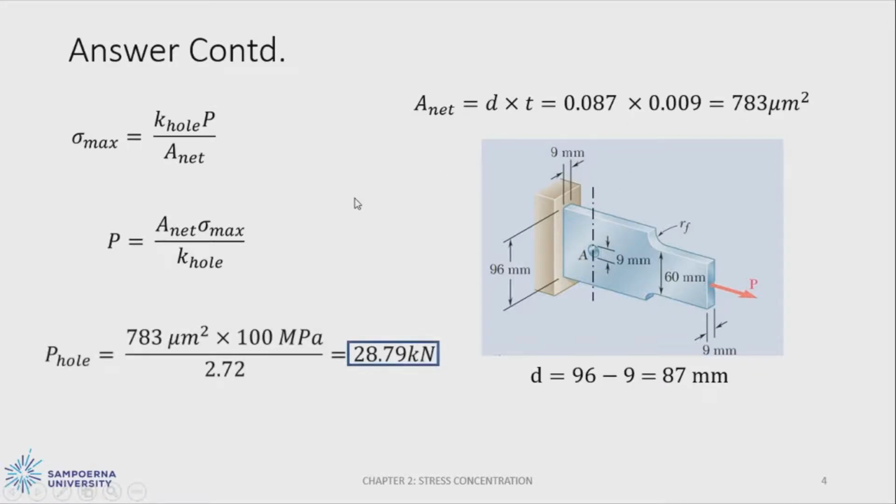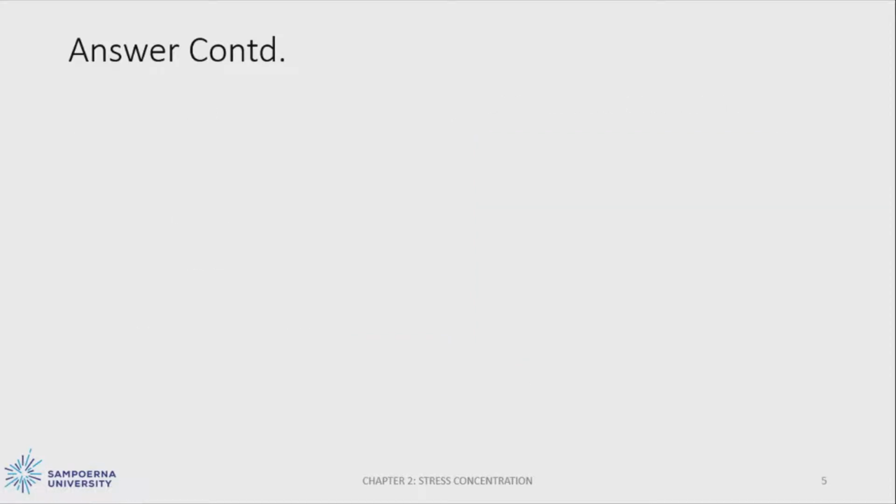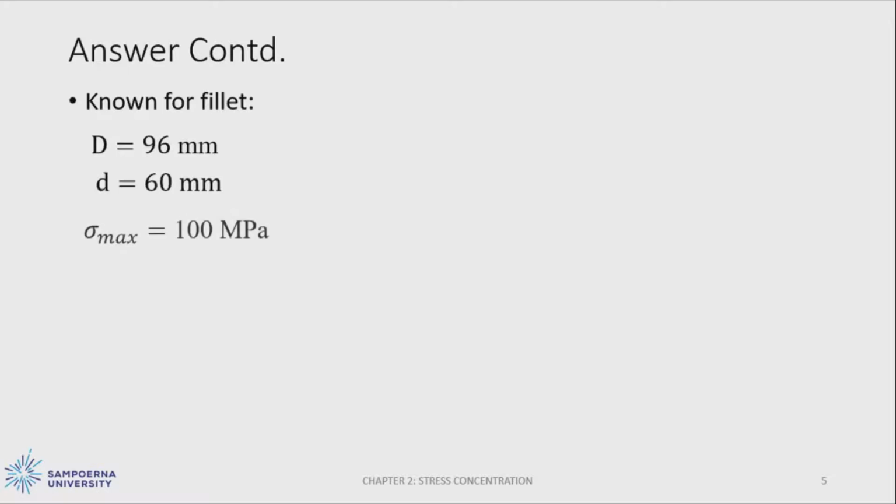After that, we will get the P hole, the maximum P applied in the system, which is 28.79 kilonewton. After finding the maximum force applied in the hole, we need to determine the radius of the fillet, and we list all of the knowns in the fillet.